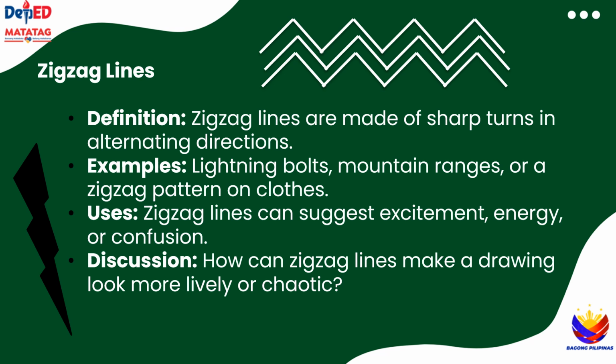Zigzag lines are made of sharp turns in alternating directions like lightning bolts, mountain ranges, or zigzag patterns on clothes. Zigzag lines can suggest excitement, energy, or confusion. Think about how zigzag lines might make a drawing look more lively or chaotic. By adding these lines, your art can appear more dynamic, energetic, or even a bit wild.